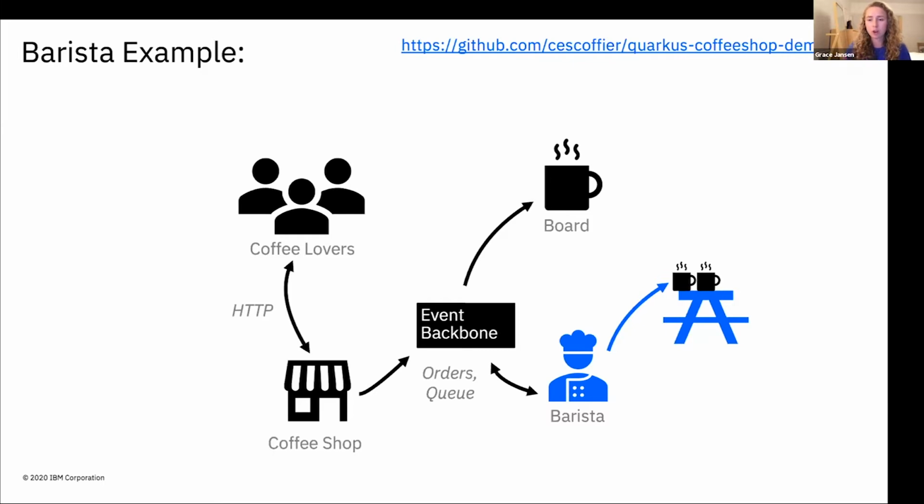What happens if that third-party component or that downstream component goes down, gets stuck in a process, or becomes sort of blocked up, essentially? So in this case, we've added an extra component to our diagram. This is the serving table. So now our barista has to put the coffees down on the serving table for our coffee lovers to be able to come and pick them up.